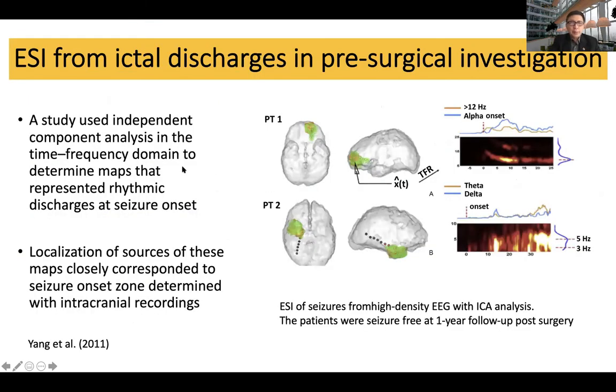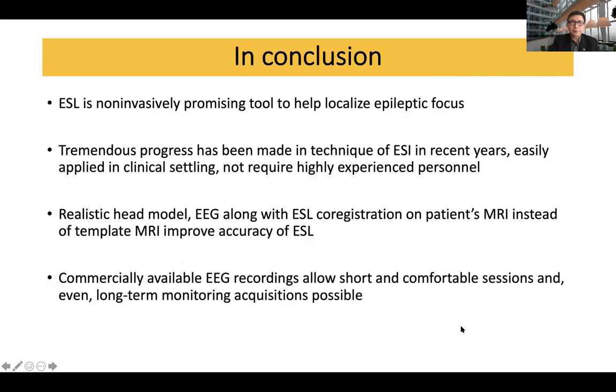Also, one study used independent component analysis in the time frequency domain to determine maps that represent rhythmic discharge of the seizure onset. Localization of the source of these maps closely corresponded to the seizure onset zone determined with intracranial recording. After they did the ESI, it located the area where they placed the grid covering, and resecting this area left the patient seizure-free at 1 year follow-up after the surgery.